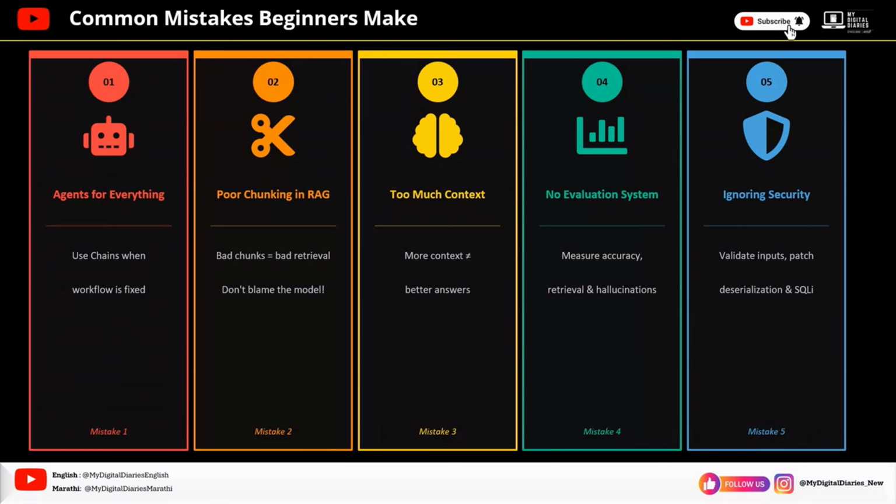So, don't overuse agents, chunk your data well, don't overload the context, always evaluate, and never skip security. Avoid these 5 and you are already ahead of most of the beginners.